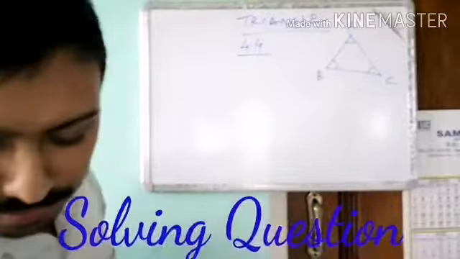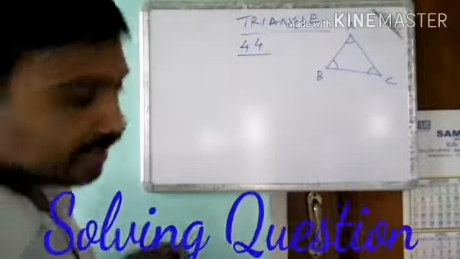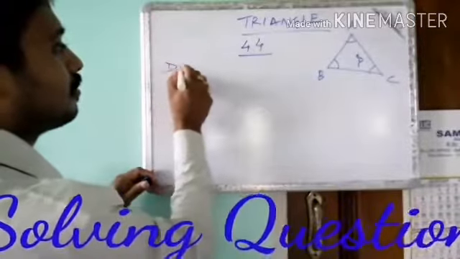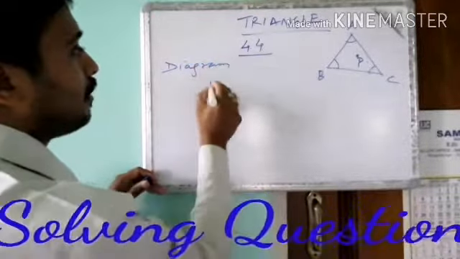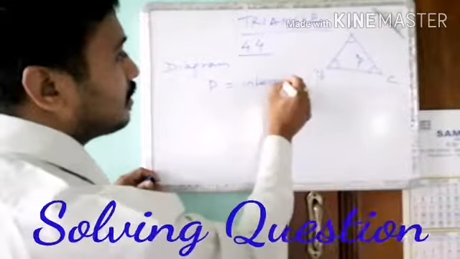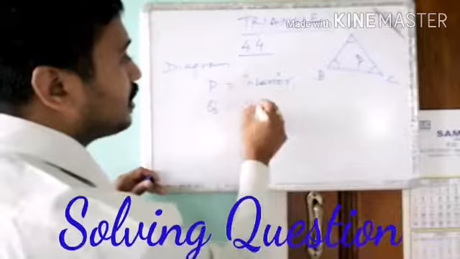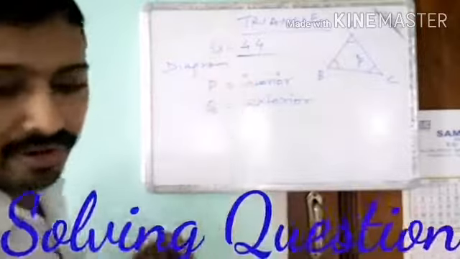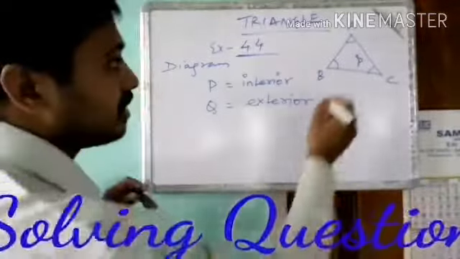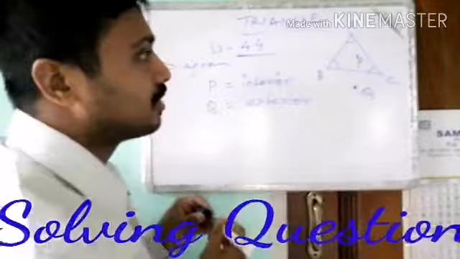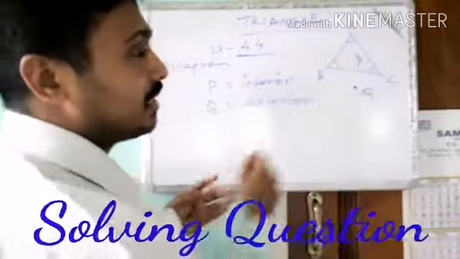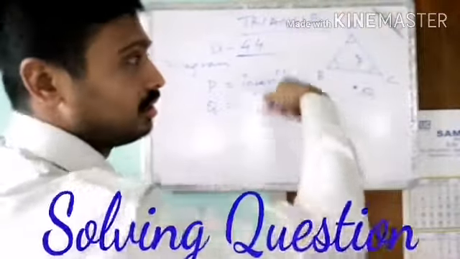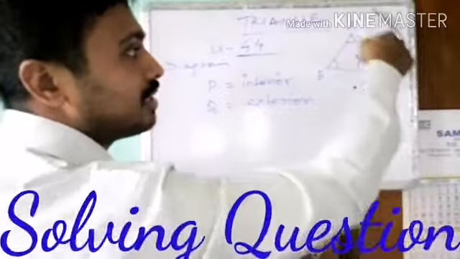Draw a rough diagram of triangle ABC and mark a point in the interior. Interior means this portion is interior. This is the diagram. P is interior and point Q is in the exterior. This is the question of exercise 4.4. Q is a point in the exterior. Exterior means outside. So this portion inside A, B, C is interior. Exterior means the whole area, the whole board, whole space, whole paper outside A, B, C.